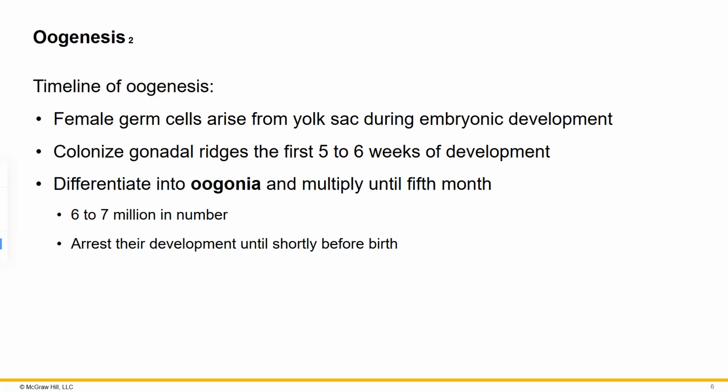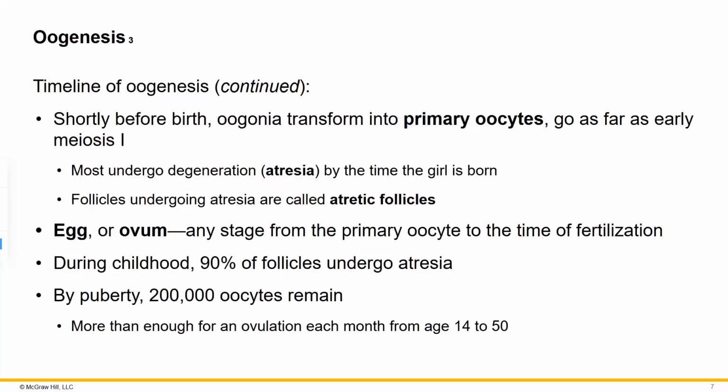Female germ cells arise from the yolk sac during embryonic development. So while a baby female is growing in utero, she's already developing her eggs. They colonize the gonadal ridges for the first 5 to 6 weeks of development. They differentiate into oogonia and multiply until the 5th month, 6 to 7 million in number, and they arrest their development until shortly after birth. So while the baby's developing, she's already developing her own eggs.